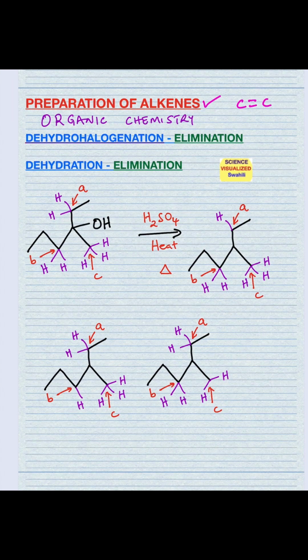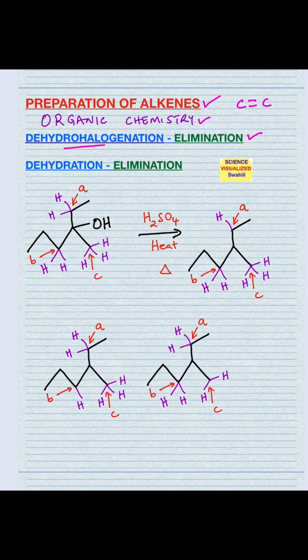Today we're continuing with our discussion on the preparation of alkenes, and as we mentioned before, alkenes contain a carbon-carbon double bond. This is still part of organic chemistry. Last time we looked at dehydrohalogenation, and you can look for my video. I will include the link below this video in the description section. Dehydrohalogenation is also a form of elimination reaction.